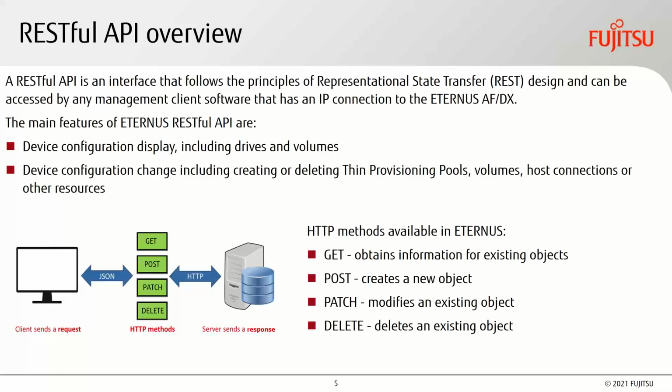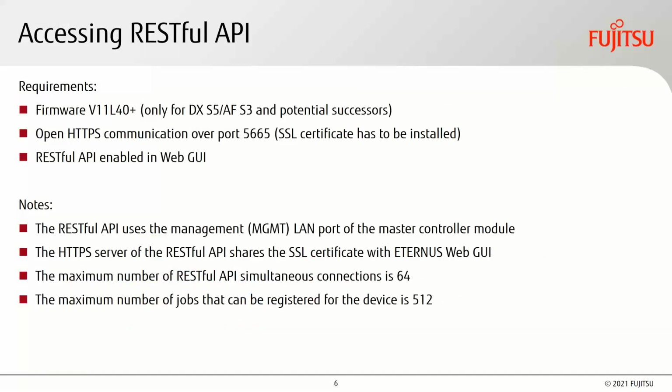So how do we actually access the ETERNUS APIs? First of all, you need to have the latest firmware version installed on your system. This is V11 L40 at the moment. That also means that REST APIs are only available on DX S5 systems and AF S3 systems at this point in time.